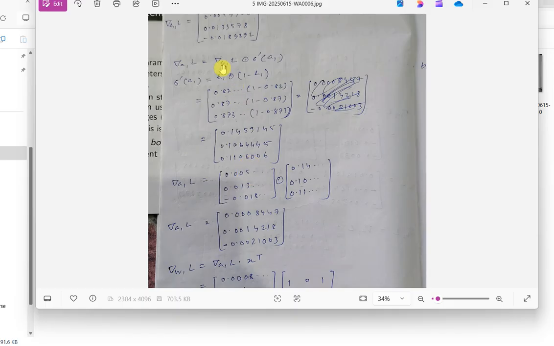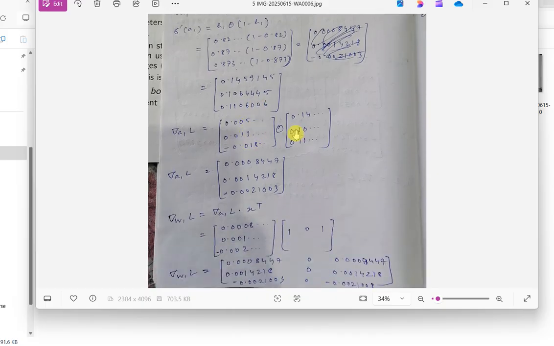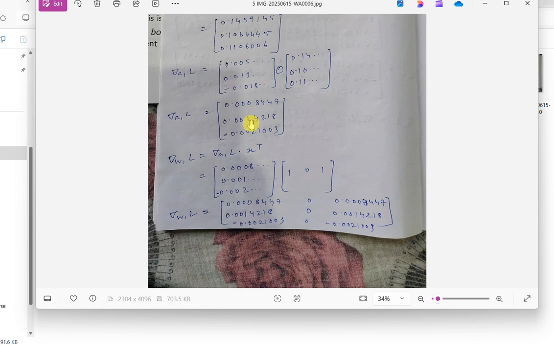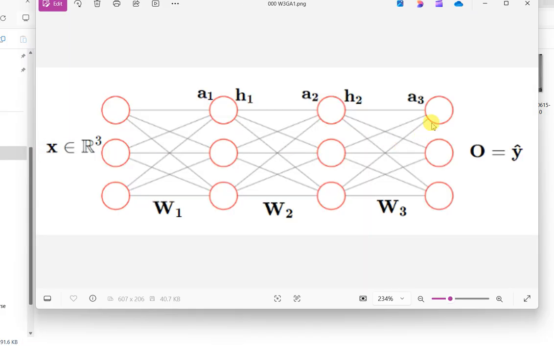We have already calculated gradient of loss with respect to H1. You can see it in here. So we are going to use both of these column vectors, and we will get one column vector which is gradient of loss with respect to A1. Now from this we are going to calculate gradient of loss with respect to W1. So you can clearly see where we are coming from and where we are going.